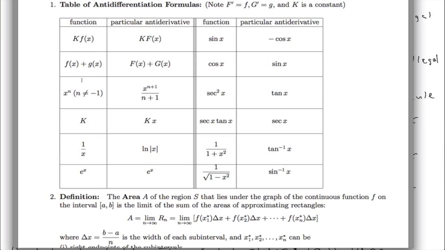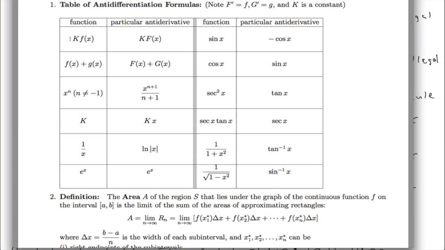But notice there's no line here for f of x times g of x, right? Notice how your instructor did not include a line for f of x times g of x because there is no product rule for antiderivatives. There is no special way to simplify a product.